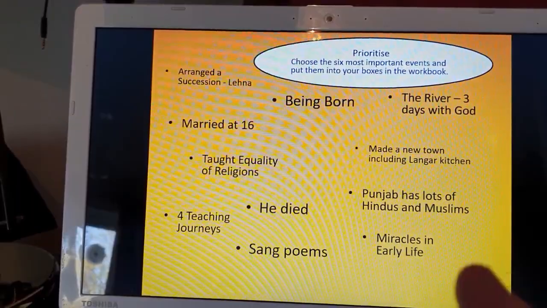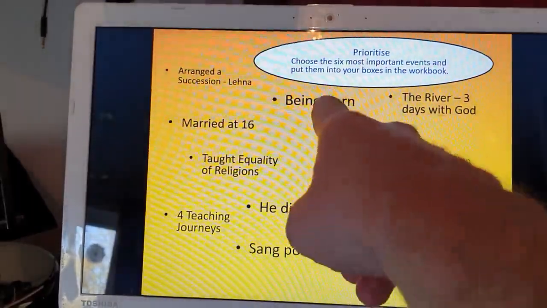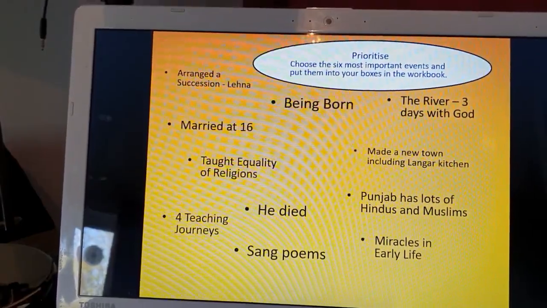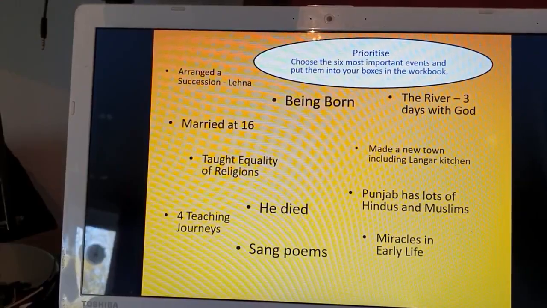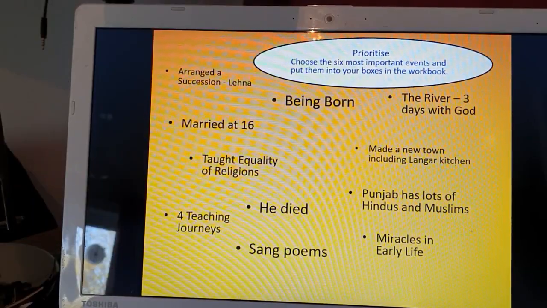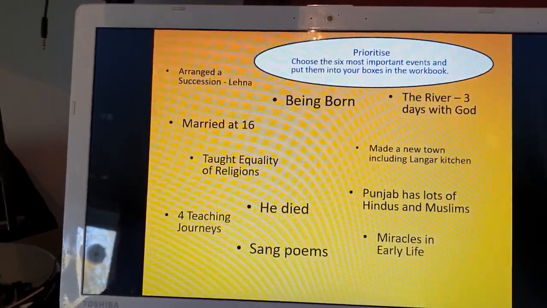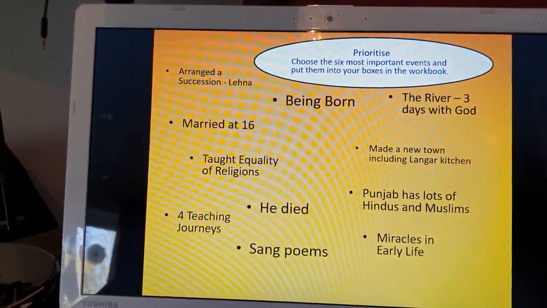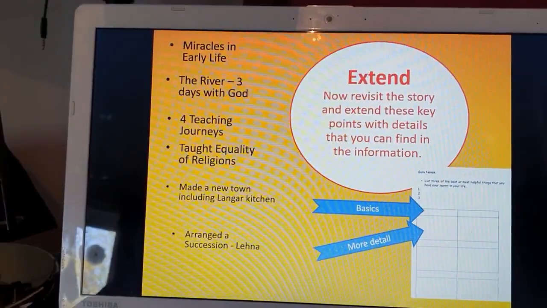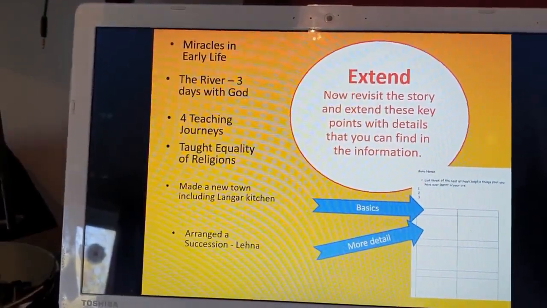So the options are, he arranged a successor, he was born, he sang poems, he died, did some miracles when he was young. The Punjab had lots of Hindus and Muslims in it. He made a new town, went to the river to be with God for 3 days, taught equality. And once you've figured out which of those 6 you think are the most important and jotted them down, the next slide is basically what I would say are the 6 most important things.